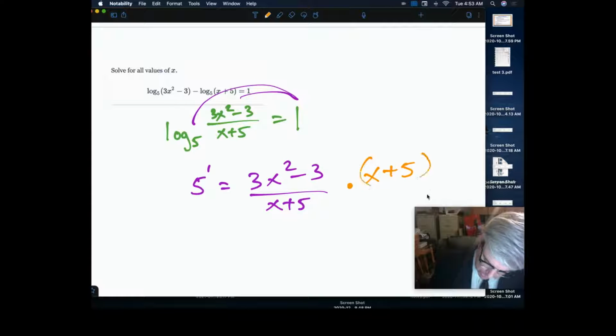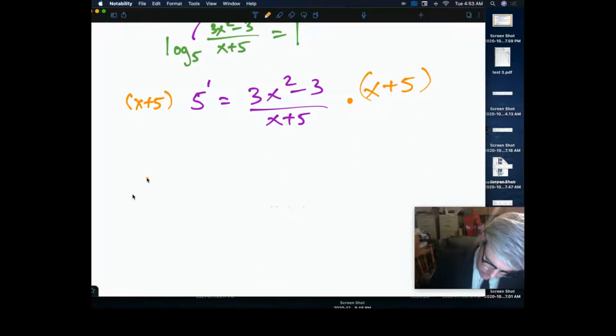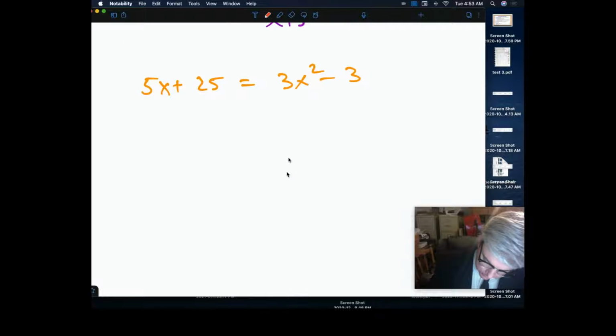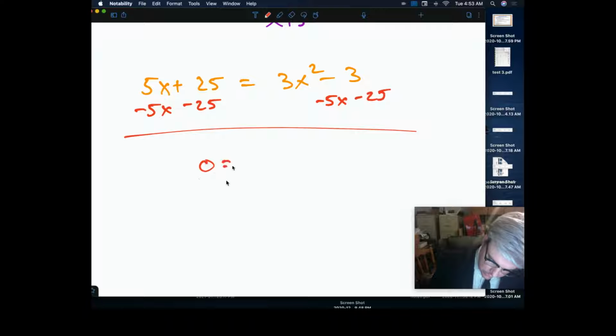So I'm going to multiply through by x plus 5, and we're going to get 5x plus 25 equals 3x squared minus 3. And here, what you should always be aware of when you have 3 different terms, you always want to try to isolate. You always want to get everything on one side. So we're going to subtract 5x, and we'll subtract 25. And so 0 equals 3x squared minus 5x minus 28.